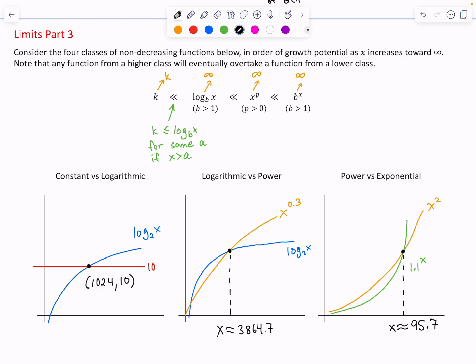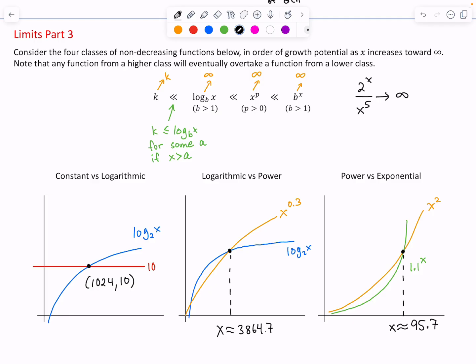Now we're going to put this into practice. If you have any function from one of these classes, say 2 to the x, a growing exponential, and you divide it by a function from a lower class, say x to the 5th, both of these functions will approach infinity, but the numerator will approach infinity much faster eventually, forcing this entire fraction to approach infinity.